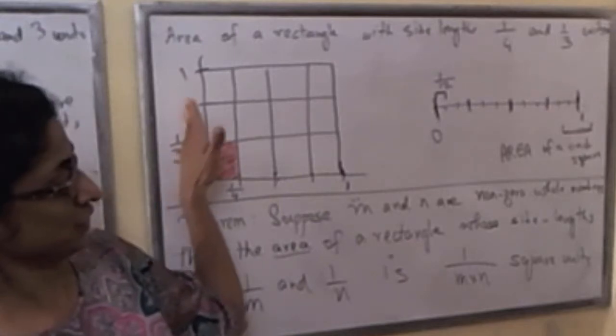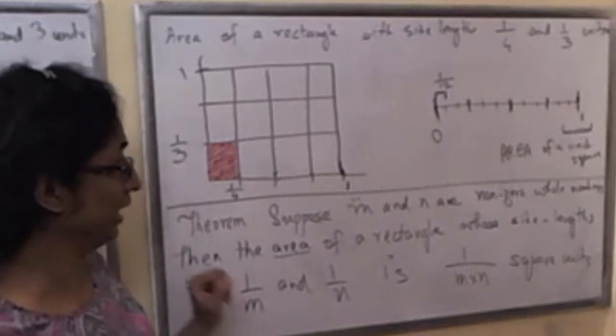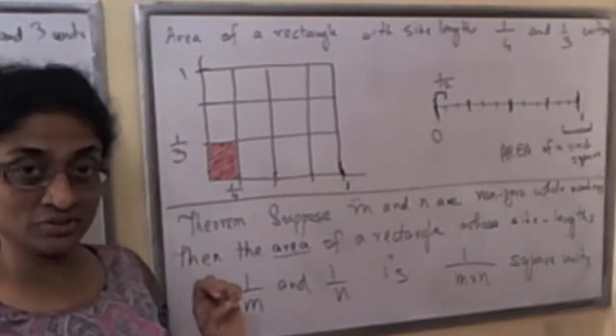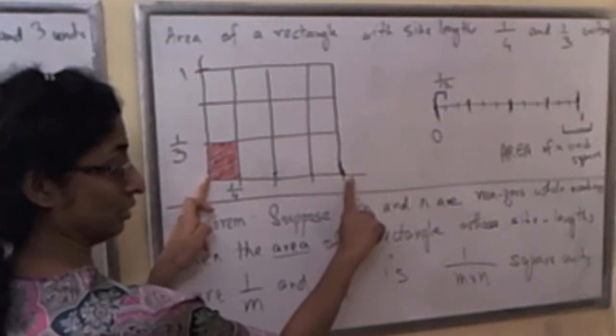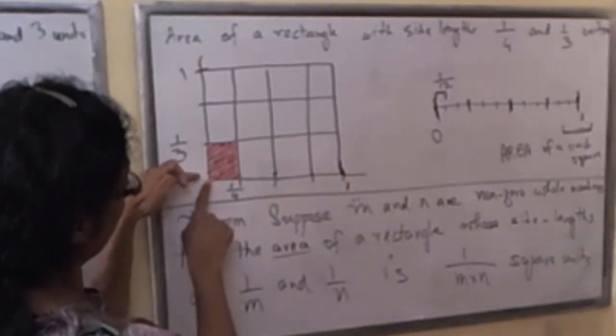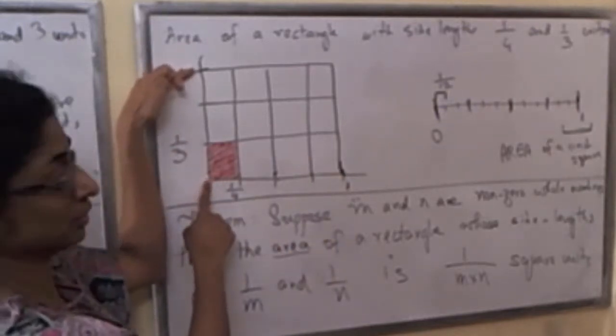I would like to first sketch a rectangle whose side lengths are 1/4 and 1/3, and it's very convenient to do it in this manner. We look at the horizontal number line and the 1 marked off on it. We look at a vertical number line and the same length 1 marked off on it.